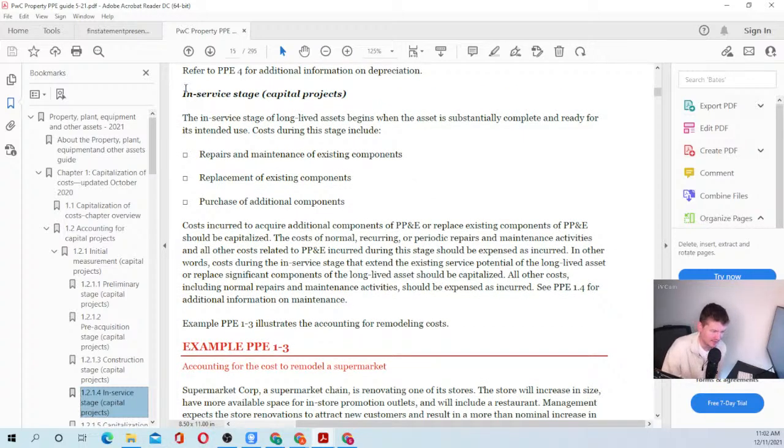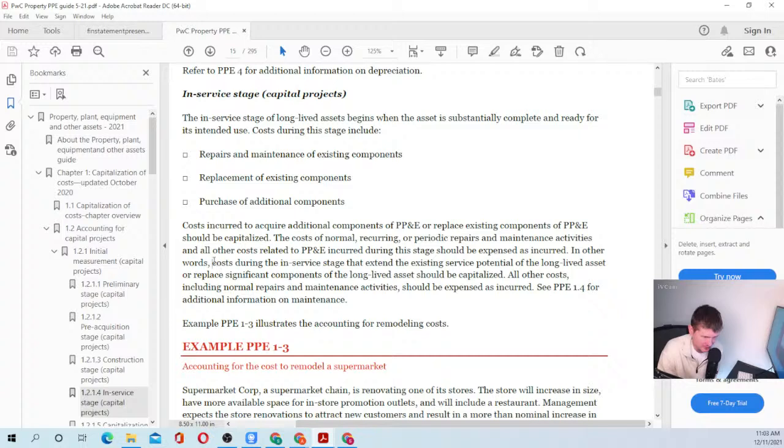So when we have our assets in service, we can have repairs and maintenance expenses. We can have replacements of existing components. We can purchase additional components. The costs incurred to acquire additional components of PP&E or replace existing components of PP&E should be capitalized. The costs of normal, recurring, or periodic repairs and maintenance activities and all other costs related to PP&E incurred during this stage should be expensed. So you see, if we have repair and maintenance, we mostly expense it. If we make additions to PP&E, or if we replace existing components of PP&E, we usually capitalize that.